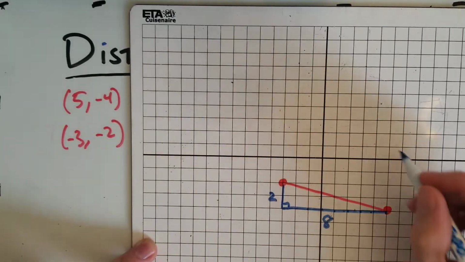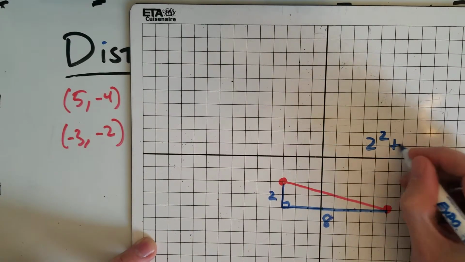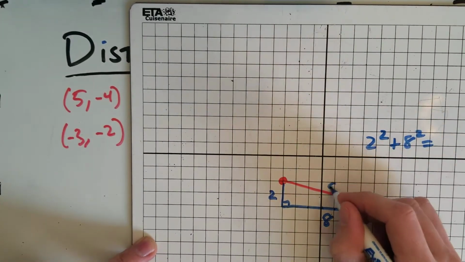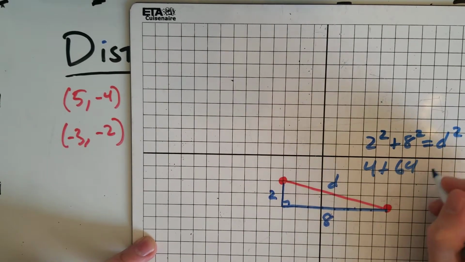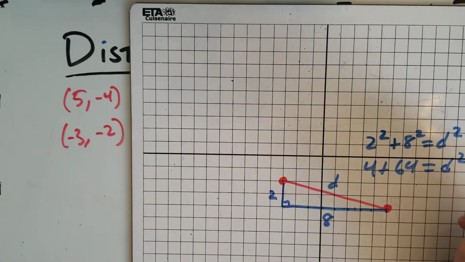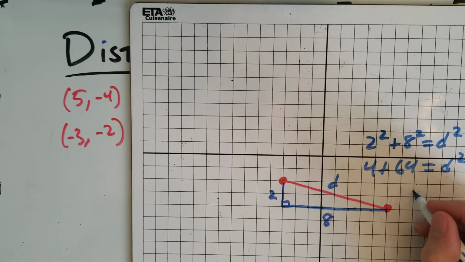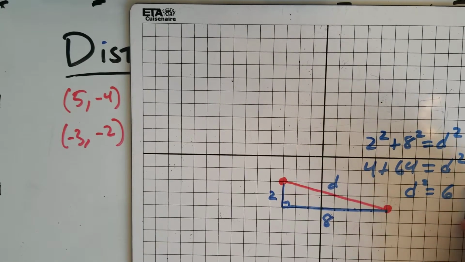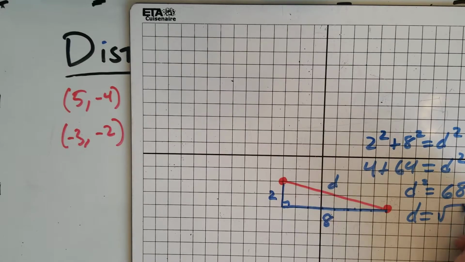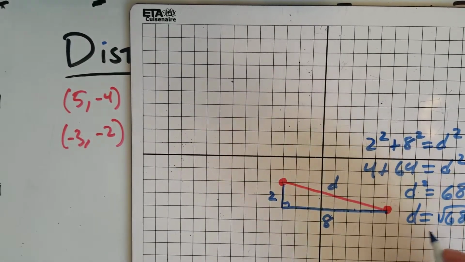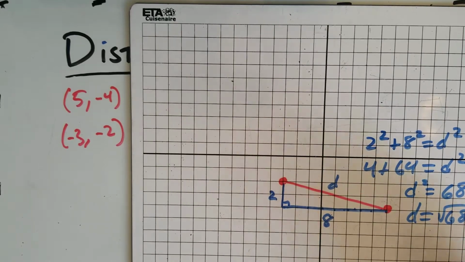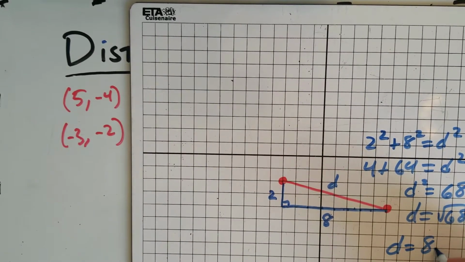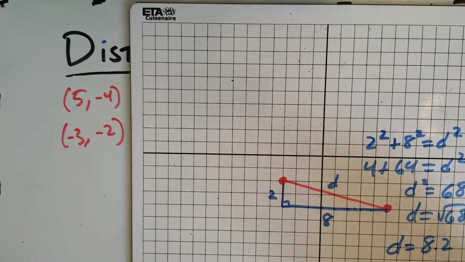So you would have 2 squared plus 8 squared equals, we'll call it d squared. So 4 plus 64 equals d squared, meaning d squared is 68. So d is the square root of 68. And the square root of 68 is 8.2. So d equals 8.2 for us.